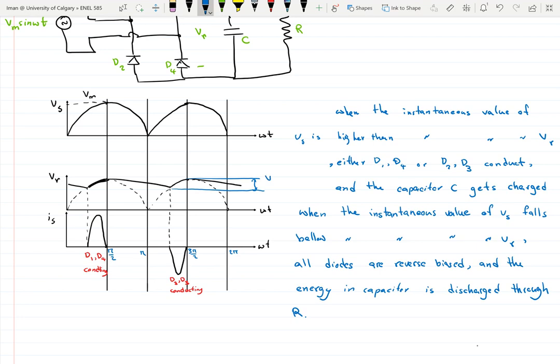So V_R peak-to-peak, which is the peak-to-peak ripple. This peak-to-peak ripple is due to that charge and discharge of that capacitor. So now the capacitor only gets charged at a very small time here, which is called theta, or the conduction angle of the diodes.